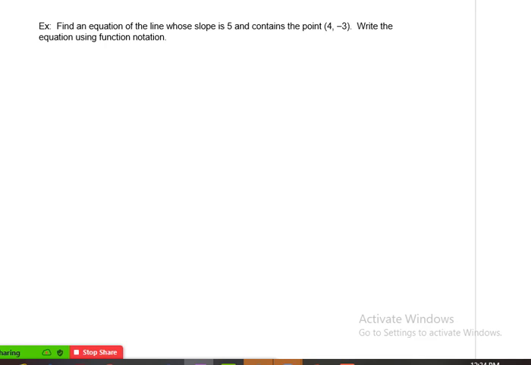So the next example is find an equation of the line whose slope is 5 and it contains the point 4, -3. So there are a couple of ways that we can do this. One thing I noticed is my slope is 5, so I'm going to pick out that information. And here's my 4, -3, and it's not the y-intercept, right? This would be like our x1, y1 when we use the point slope form.